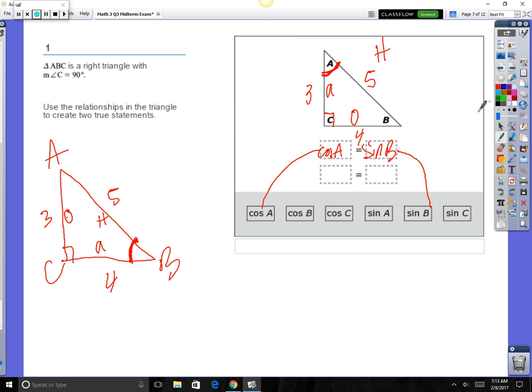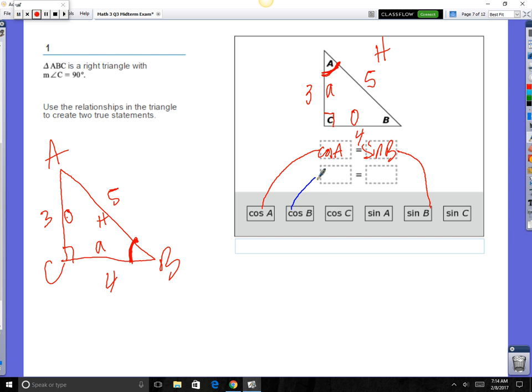Okay, now let's look at the cosine from B. So we got B marked right here. Cosine from B is A over H, so it is 4/5. So now over here, if I'm going from A, I need to make that same fraction, 4/5. And to make 4/5, you need to put the opposite on top and the hypotenuse on bottom, and that one is sine. So the sine from A is going to give you the same thing as the cosine from B.